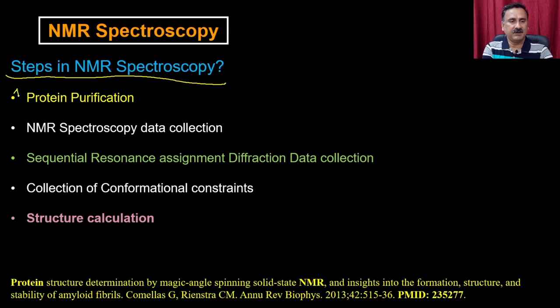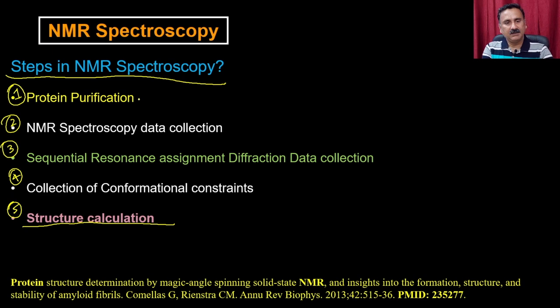The first step is protein purification. The second step is NMR spectroscopy data collection. The third step is sequential resonance assignment. The fourth step is the collection of conformational constraints. And the fifth step is structure calculation. Remember that it is written as structure calculation rather than determination, because in the case of NMR, you always calculate the structure, right?